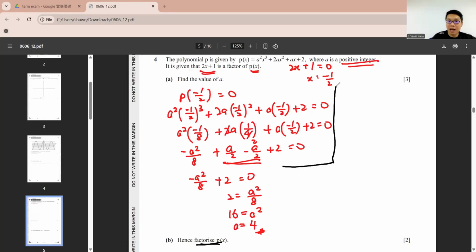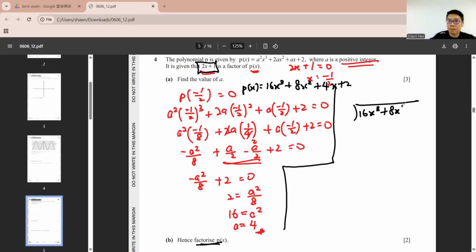So we already know that 2x plus 1 is one of the factors. Then we can use long division. Substitute A equals 4 into the equation first. This divided by 2x plus 1.